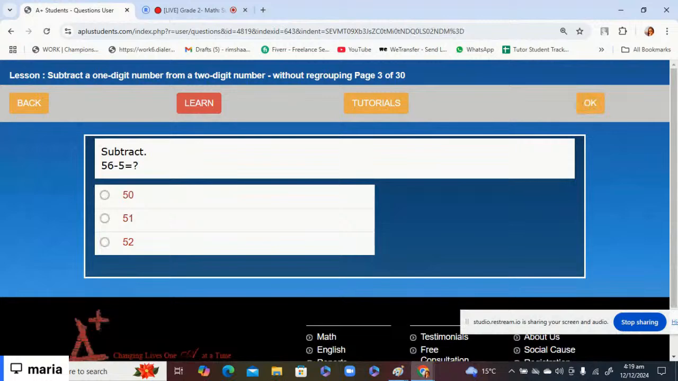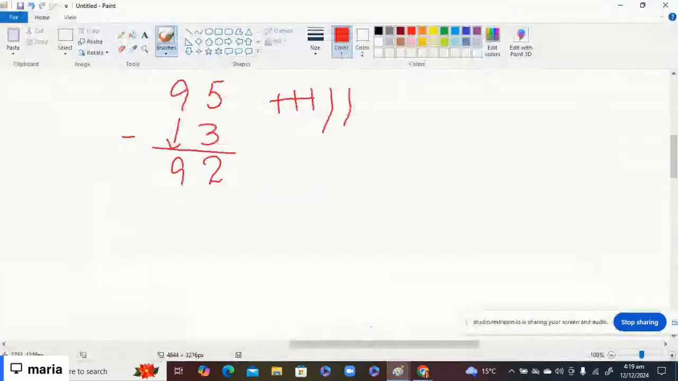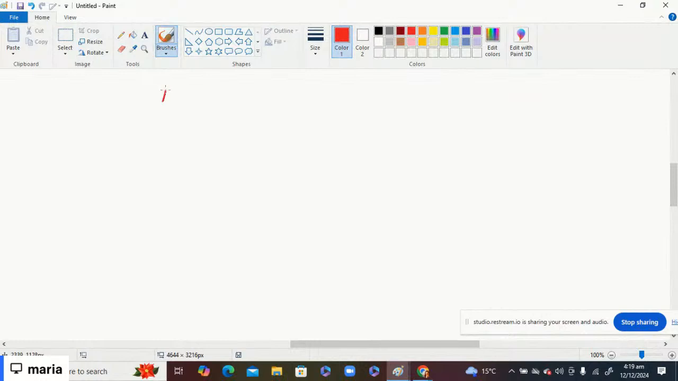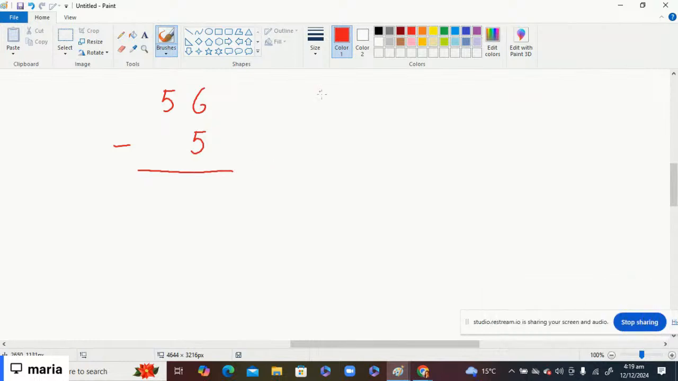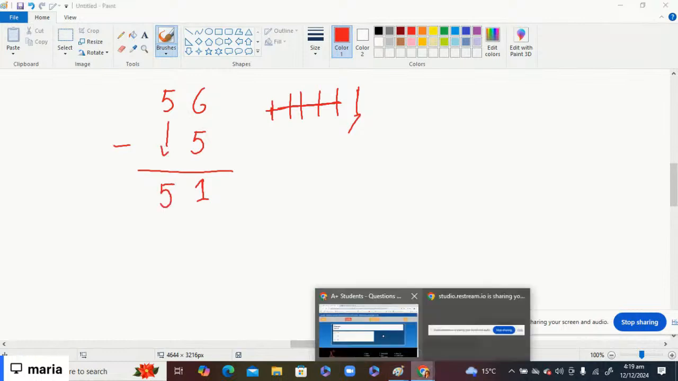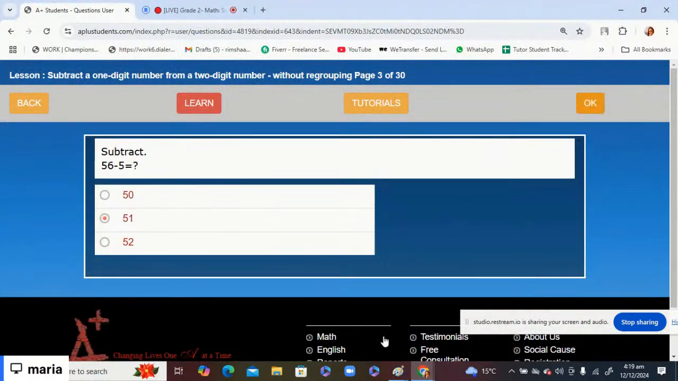56 minus 5. So here we're going to put 56 minus 5. Draw 6 lines: 1, 2, 3, 4, 5, and 6. Remove 5 lines from there: 1, 2, 3, 4, and 5. How many lines are left? 1. Putting 1 here and then put this 5 here. This is 51. So let's see. Yeah, this is here 51.